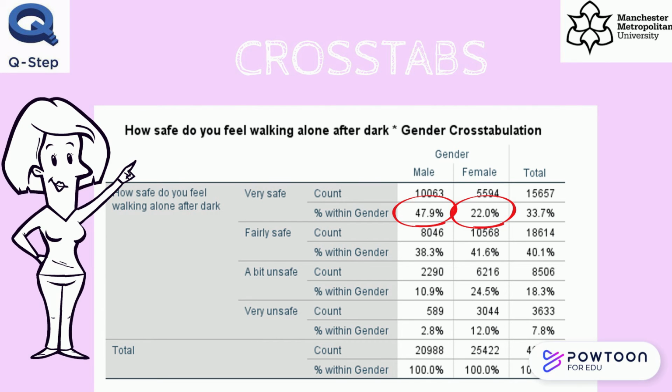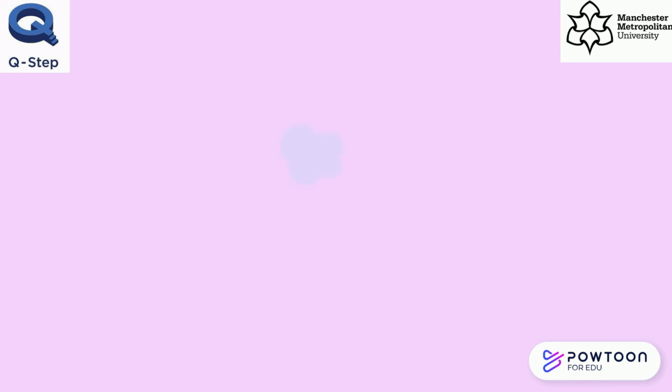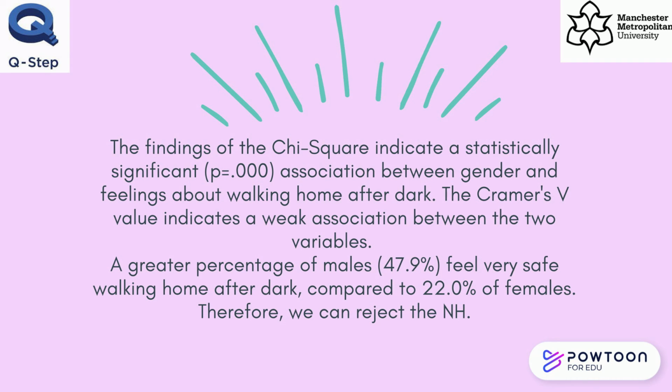So how can we conclude our findings? So we say the findings of the chi-square indicate a statistically significant P equals 0.000 association between gender and feelings about walking home after dark. The Cramer's v-value indicates a weak association between the two variables. However, we can say a greater percentage of males, at 47.9%, feel very safe walking home after dark compared to 22% of females. Therefore, we can reject our null hypothesis.